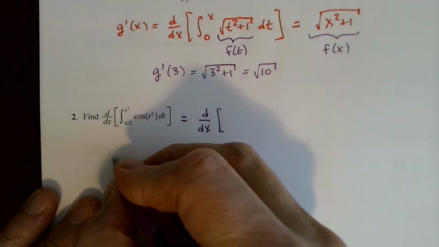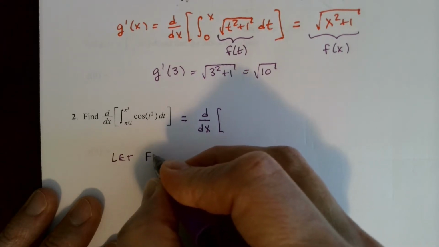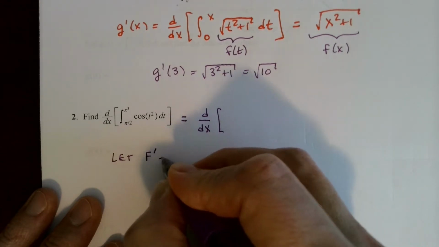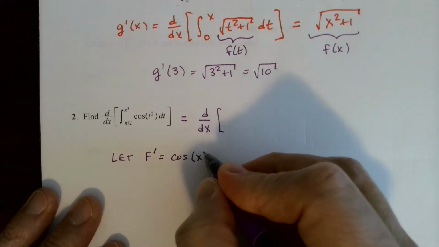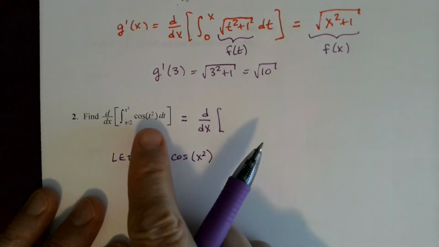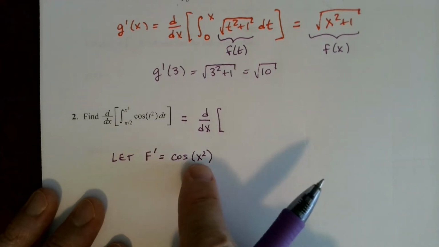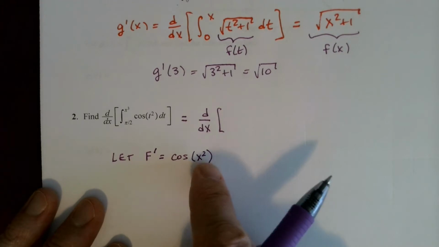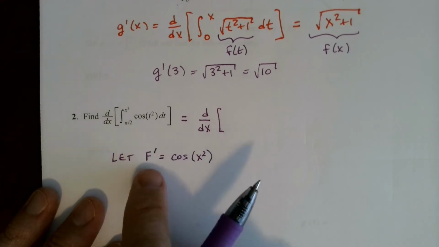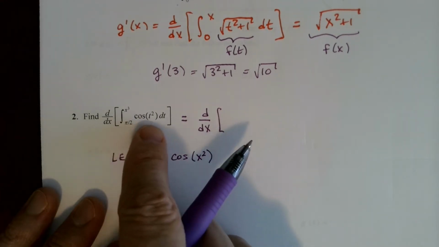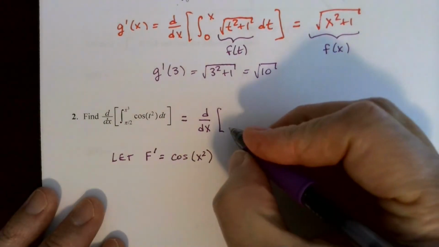I'm going to let capital F prime be equal to cosine of, you could say t squared. I'm going to go ahead and say x squared. Okay. Notice this is cosine of x squared. Right? The cosine of t squared. It's not cosine squared x. There's a difference there, right? So here you square the x first, and then you plug it into the cosine function. Okay, so I'm going to let F prime be that function. So it's the antiderivative, right, of cosine of t squared? Just changing the variable.